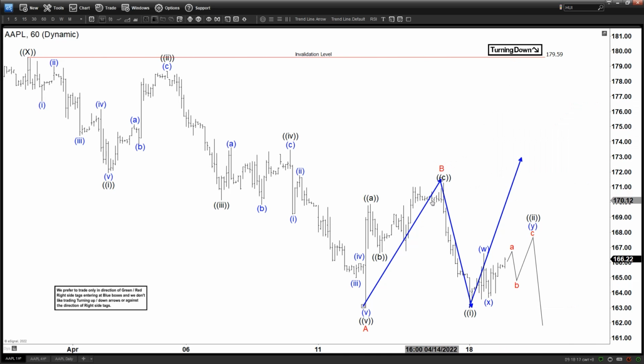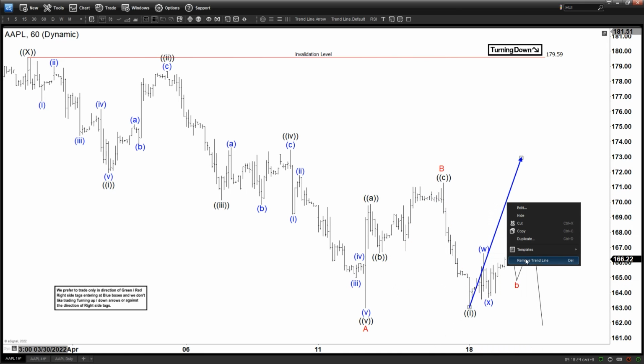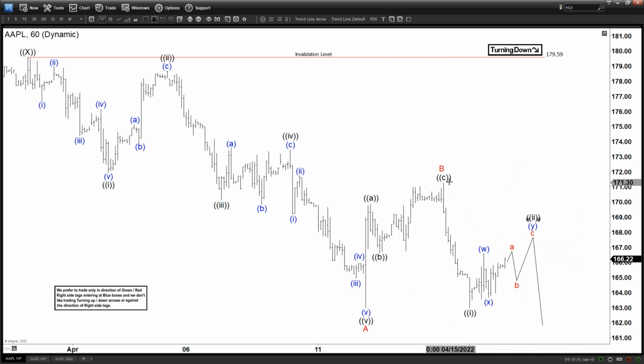Okay, but that's the alternate, right? The primary view is not calling for that to happen. So don't confuse the alternate and the primary view, right? The primary view is not calling for that to happen. It's calling for the rally likely to fail below 171 because this decline here does look impulsive.